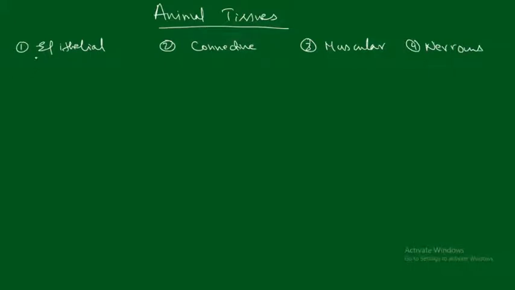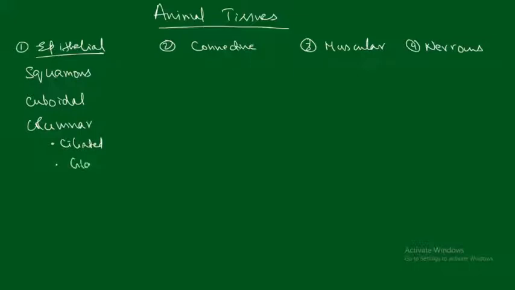Okay, under the epithelial tissue there are different types, which include the squamous, cuboidal, columnar. Under columnar we have the ciliated, glandular. And then we have the stratified.